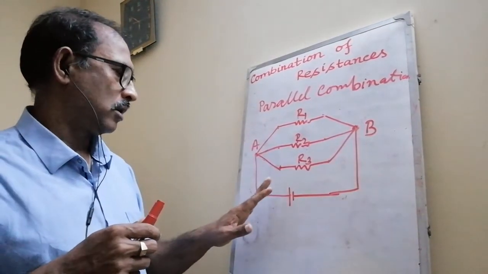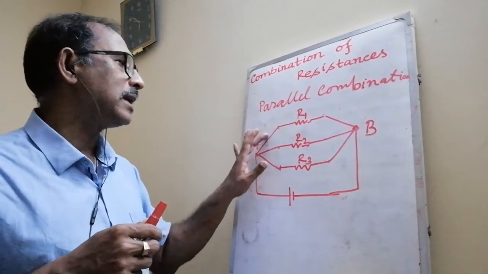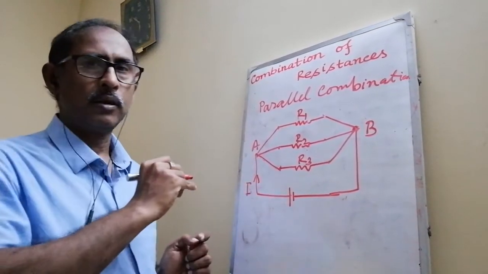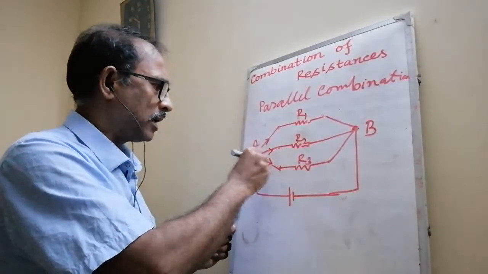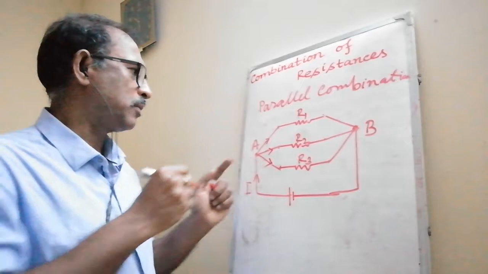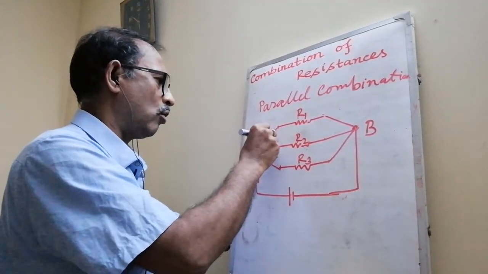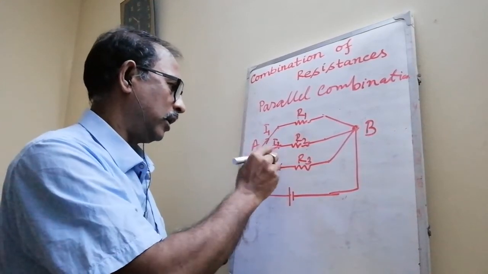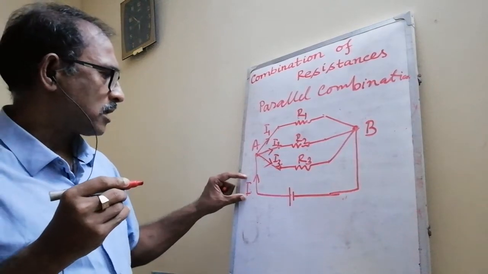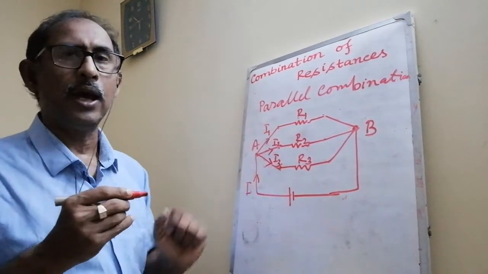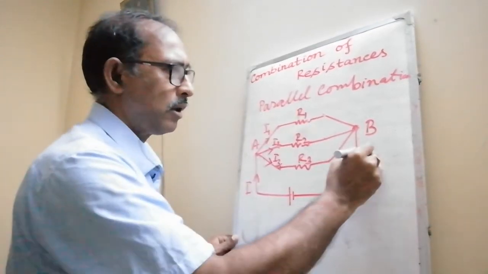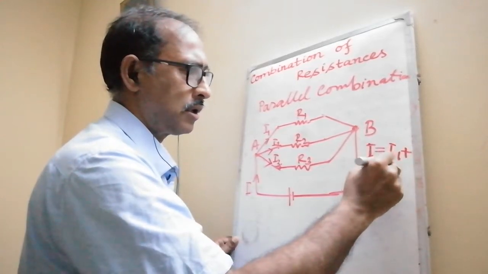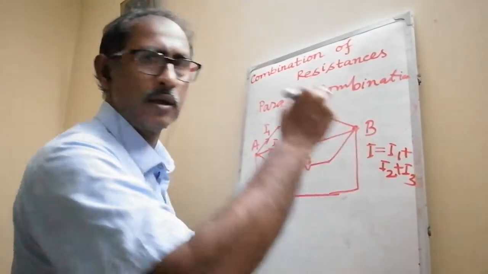In this circuit, the circuit is divided into various branches. So the circuit current I is divided here into the various branches. According to this figure, in the three branches the currents are I1, I2, and I3. That means this circuit current is divided into three branches here. That means I is equal to I1 plus I2 plus I3.